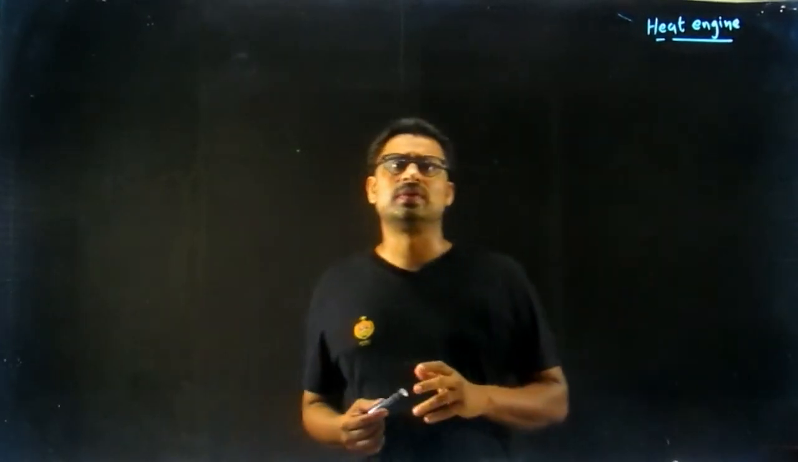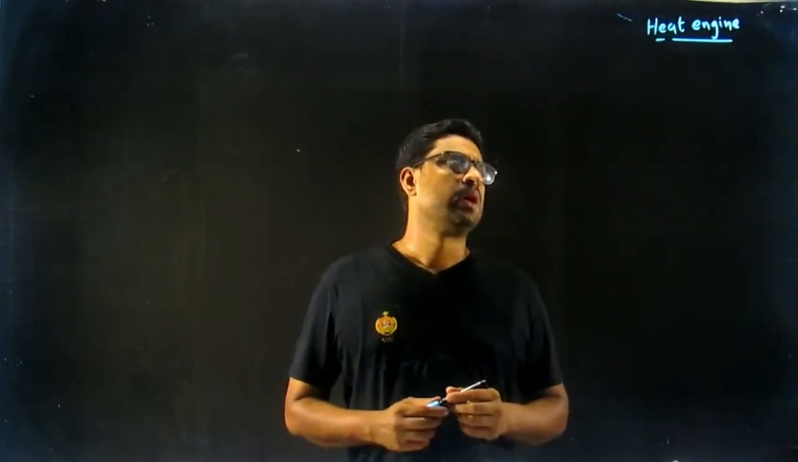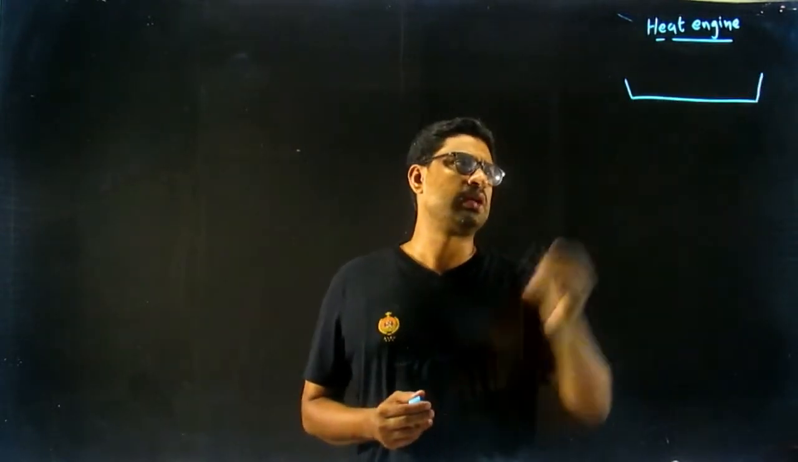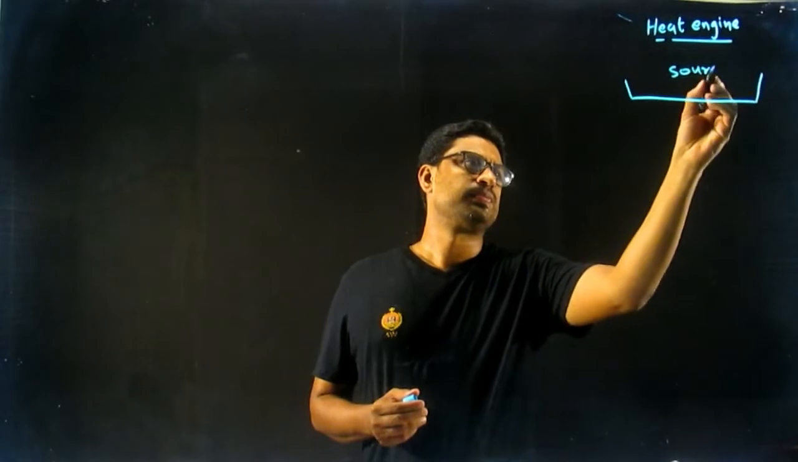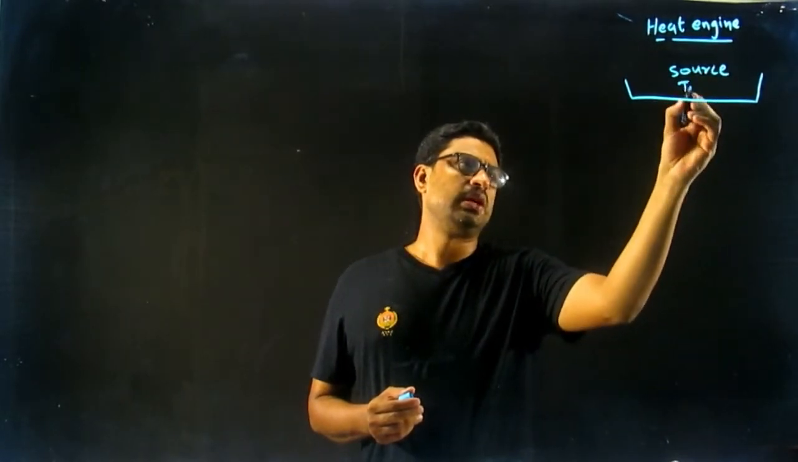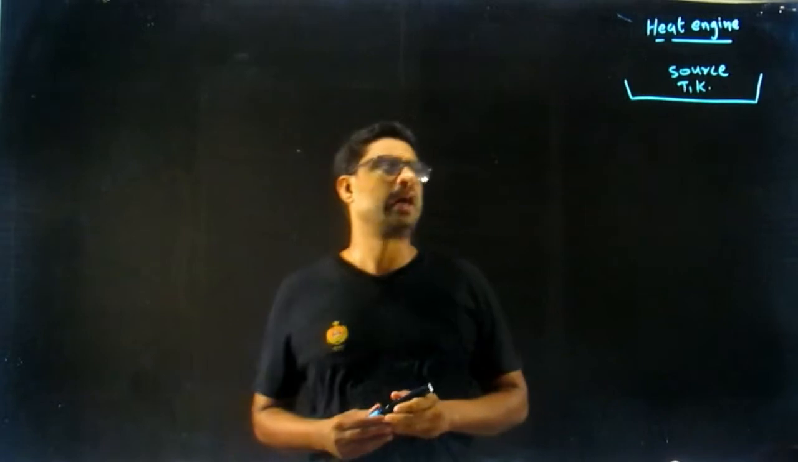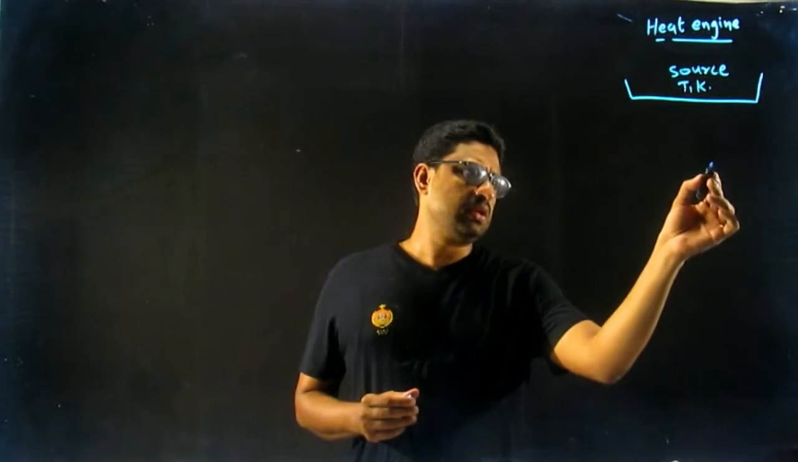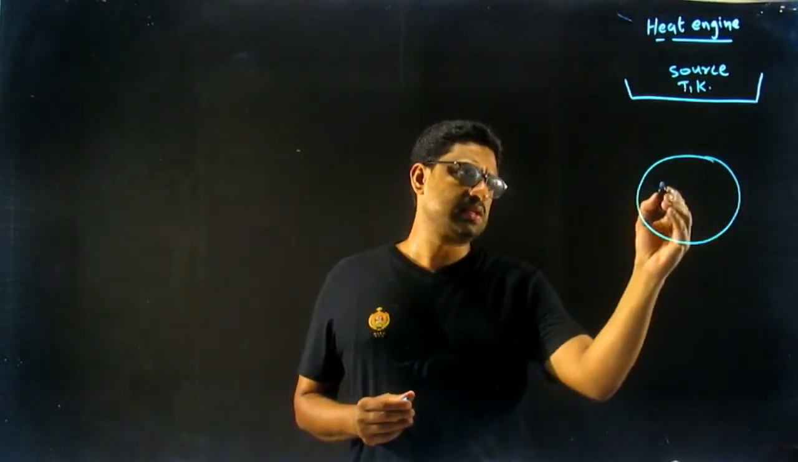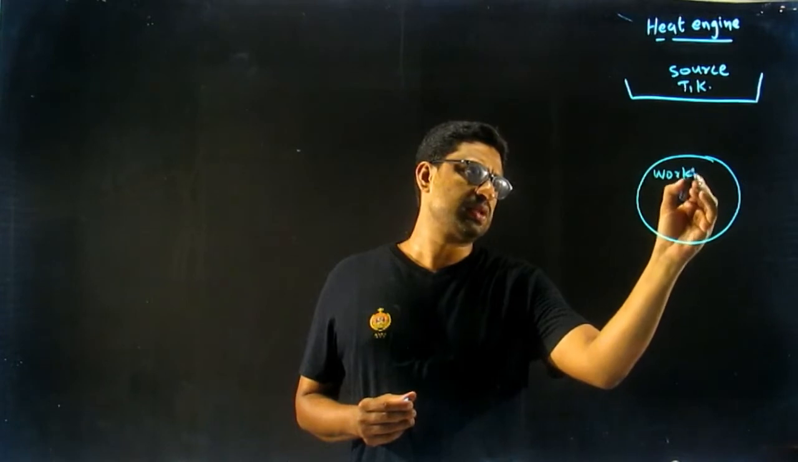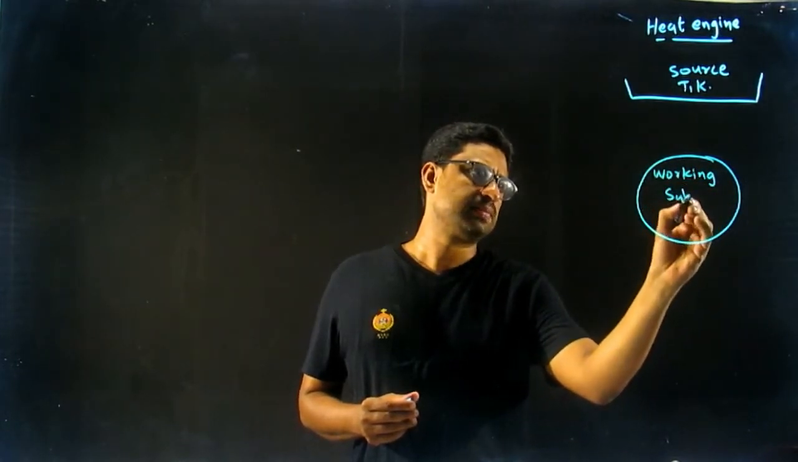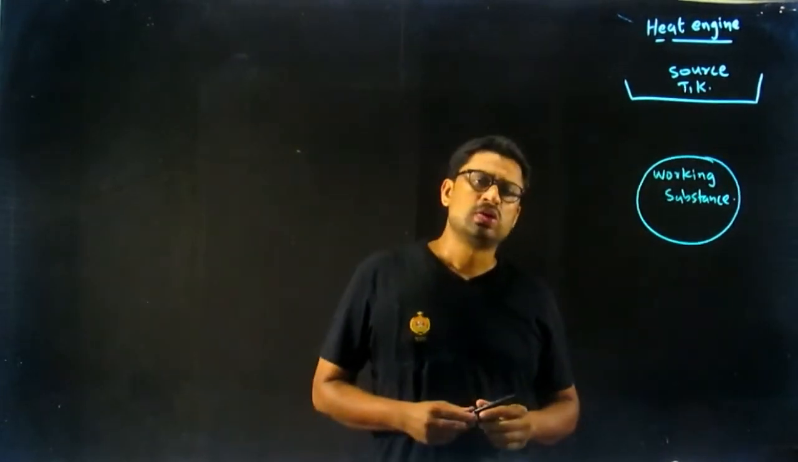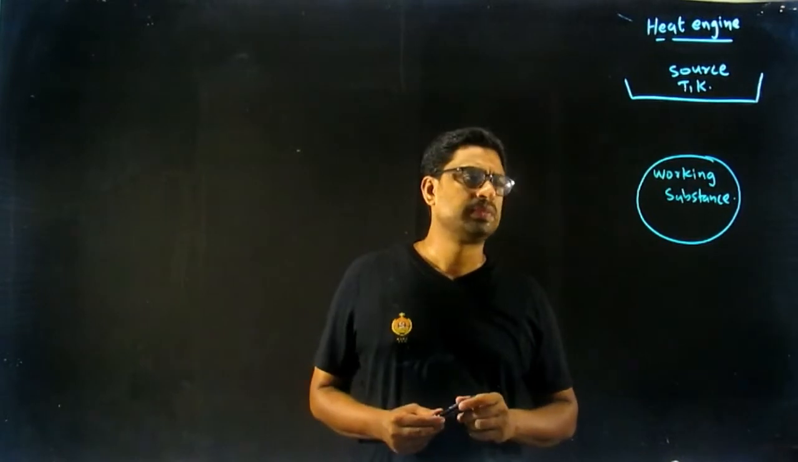For a heat engine, there are different parts. The main part is a high temperature region known as the source. Let it be at T1 Kelvin. Another one is the working substance. Actually, that will be a gas, and that gas will take heat energy from the source so that it can perform some external work.